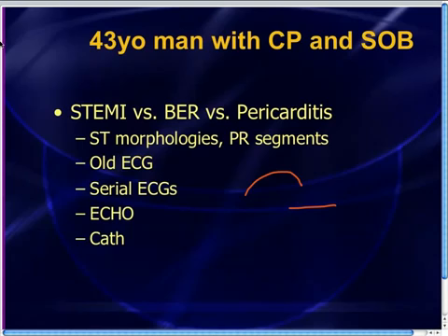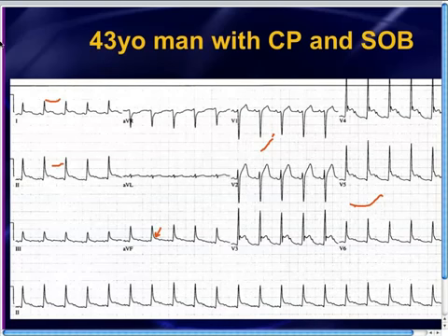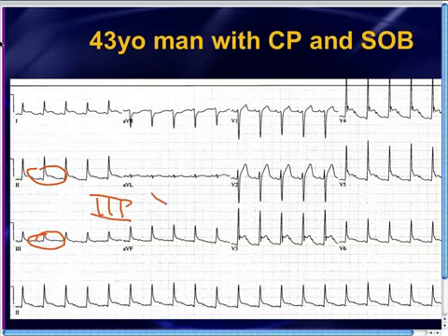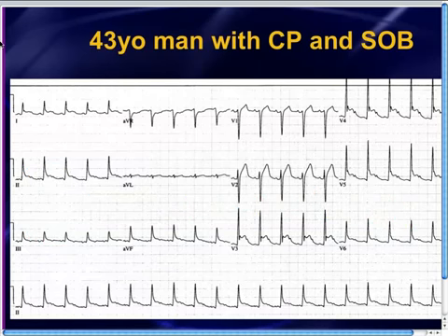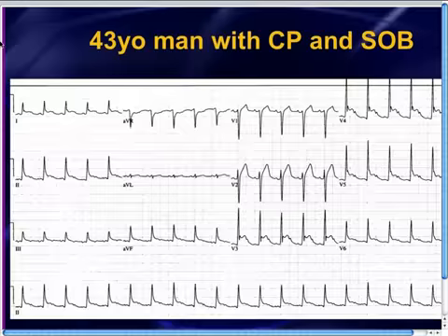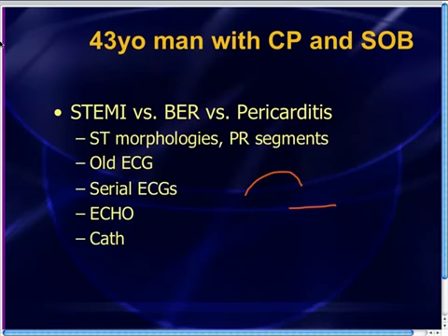The other thing that you can do is compare the ST segment elevation in lead 2 and lead 3. If the ST segment elevation in lead 3 is greater than in lead 2, that means you're looking at a STEMI. All right, so ST elevation in 3 greater than 2, that's got to be a STEMI. In this particular case, ST elevation in 2 is greater than in 3, so we can't even use that rule. Okay, what else?